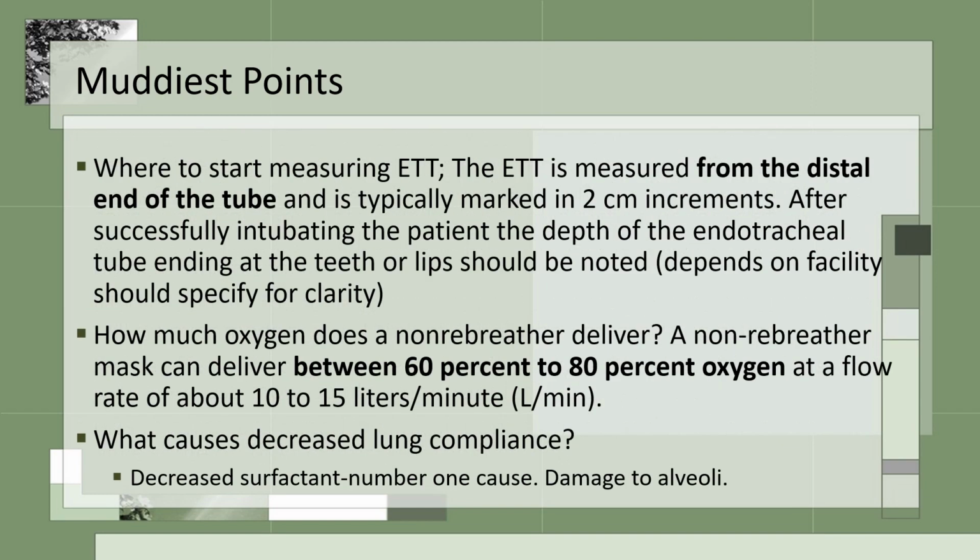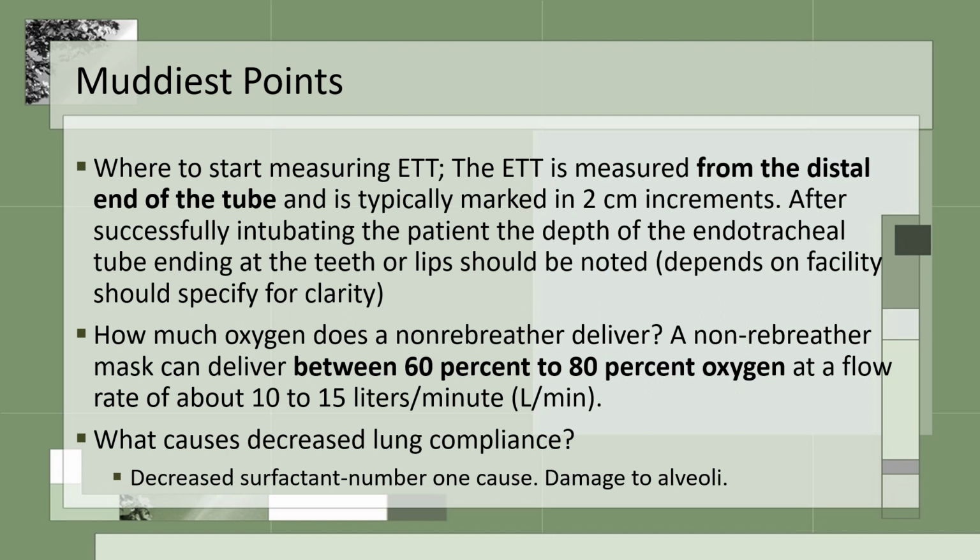Where to start measuring the ET tube so we know where it is. The ET tube is measured from the distal end of the tube and is typically marked in 2 centimeter increments. After successfully intubating the patient, the depth of the endotracheal tube ending at the teeth or lips is going to be noted. Depending on your facility, they should specify, but always clarify what you're measuring from. That might be a good clarifying question to ask your nurse that you're getting a report from.